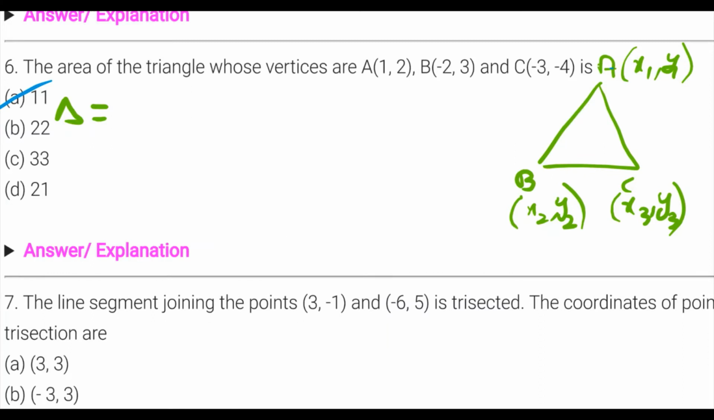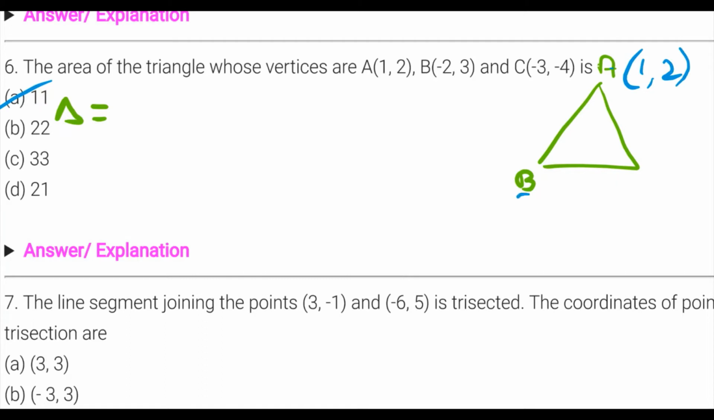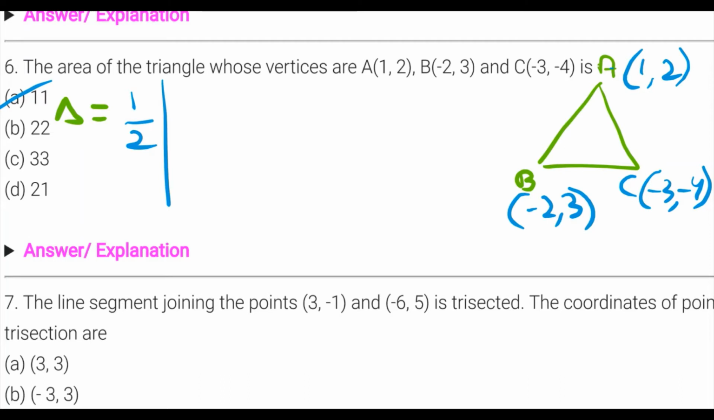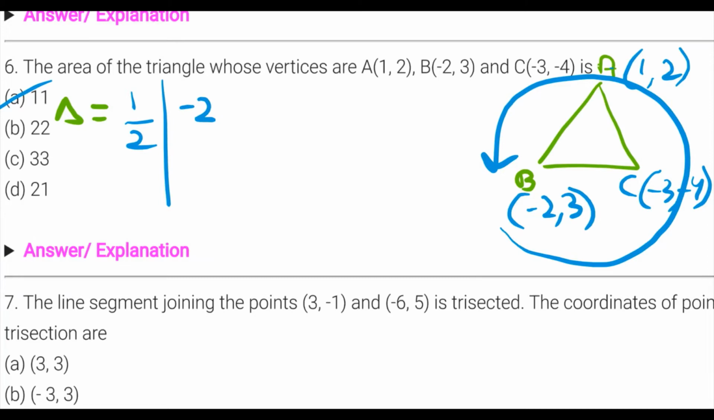Here my points are given: A is 1, 2, B is minus 2, 3, and C is minus 3, minus 4. If I apply the procedure, starting with B again, let's say B to B. My x coordinates are minus 2, next C's coordinate is minus 3, and then 1, and come back to minus 2. My y coordinates are 3, minus 4, 2, 3.